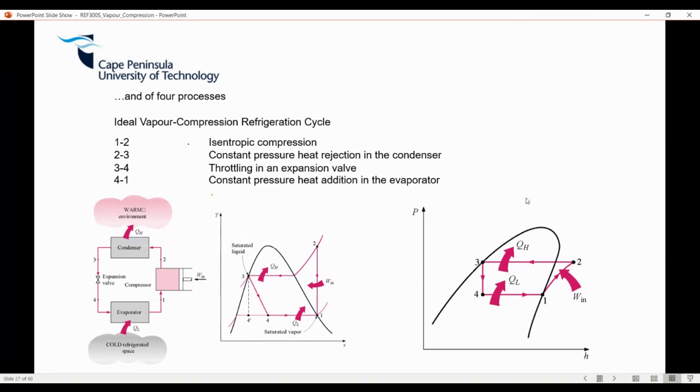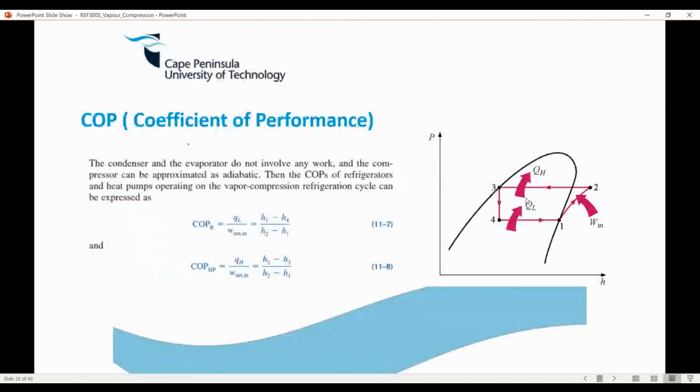And QH, the heat ejected, is at the back of your fridge or the outside unit of an air conditioner. We also have the pH diagram, which is not normally used. I don't normally use it; I might, but I doubt it. Normally the TS diagram is used, but you can use a pH diagram as well.